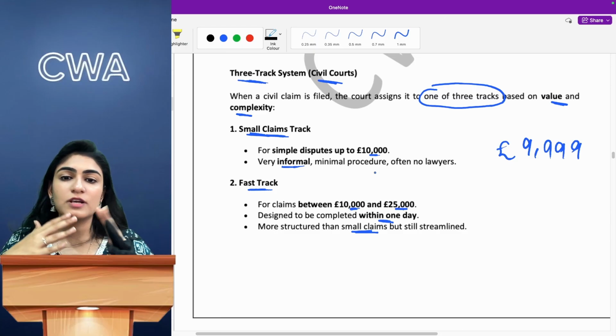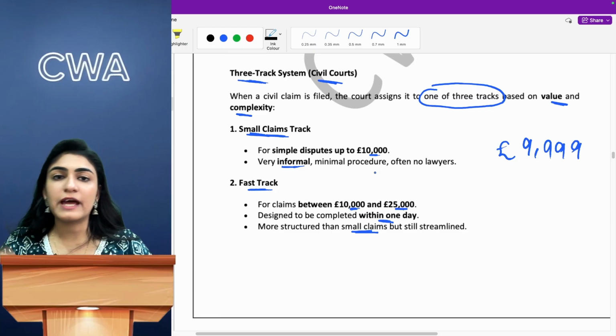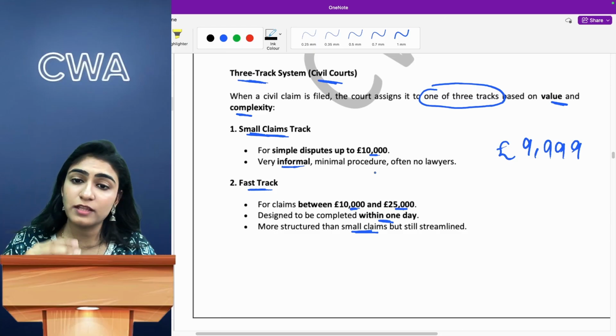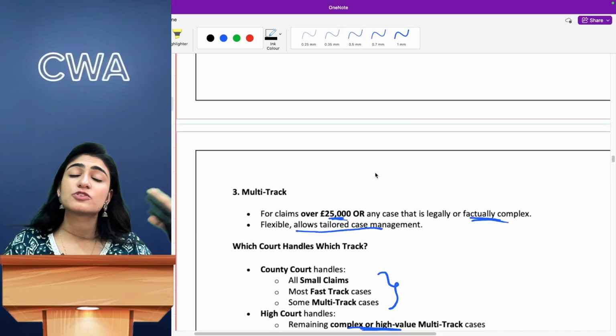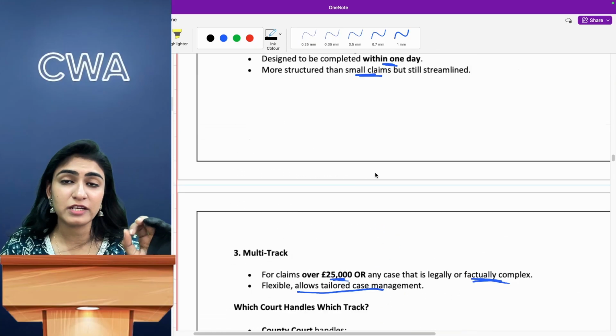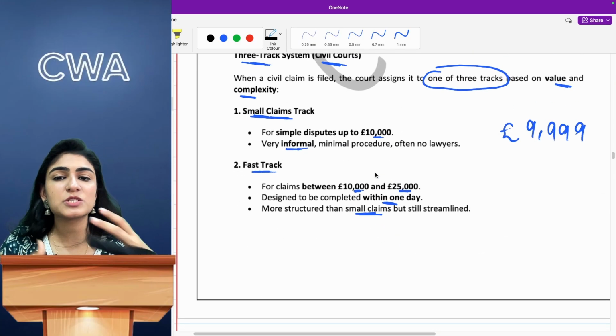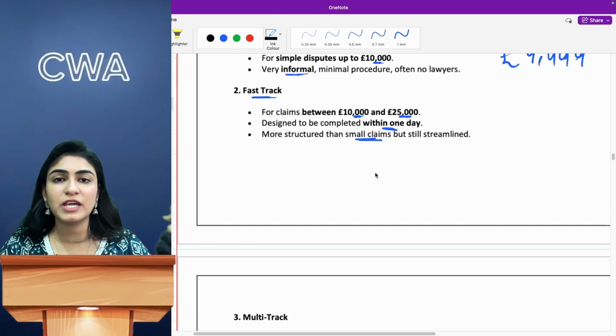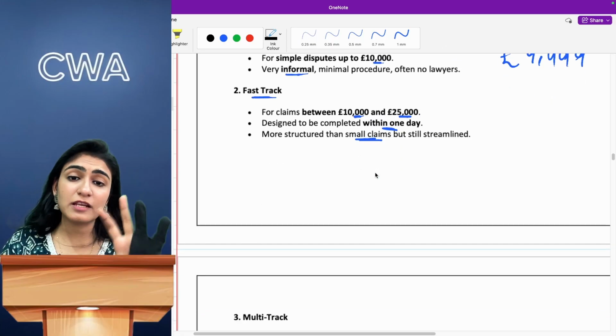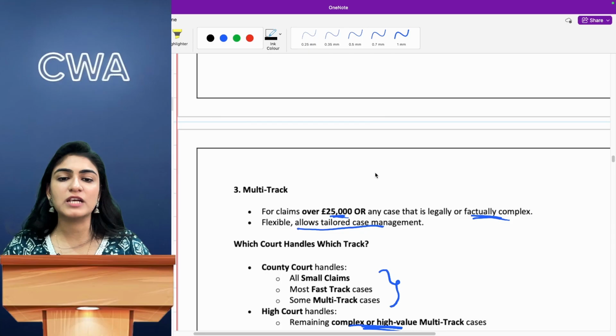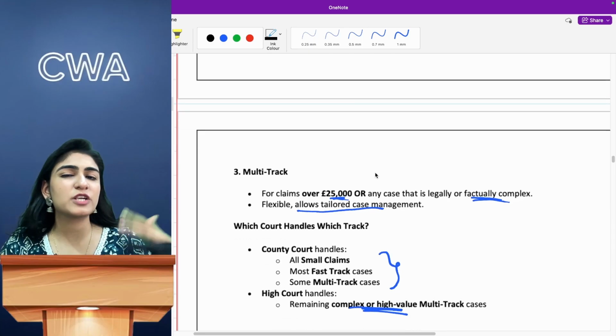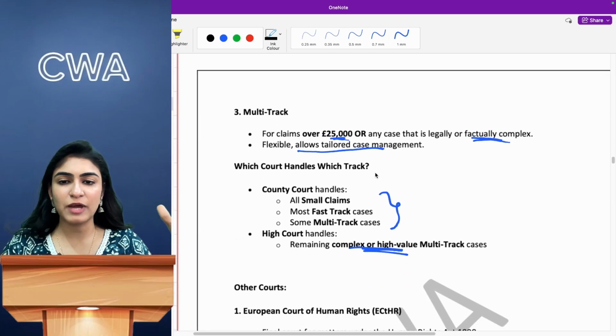Up to 10,000 pounds is small track, 10,000 to 25,000 pounds is fast track, 25,000 or above, or any complex case, is multi-track. Small claims are very informal. Fast track should be completed in just one day, and multi-track is more tailored, where case management happens.